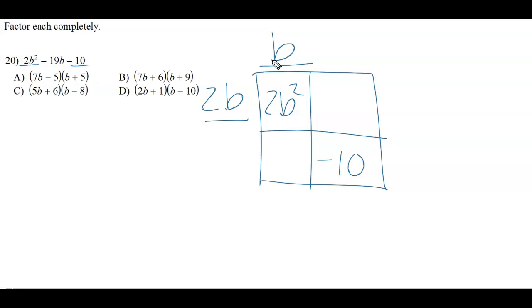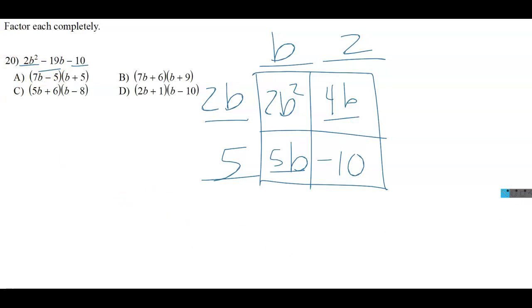And then the next thing we do is find two numbers that multiply together and make 10. I like 2 and 5. Let's try that. Now let's multiply to fill in our box and see what we get. 4b and 5b. 4 and 5 are not going to add up to make 19. So I've got some bad things here.